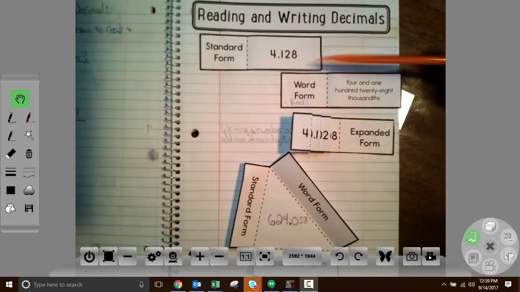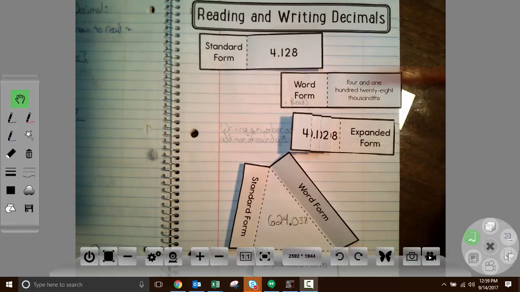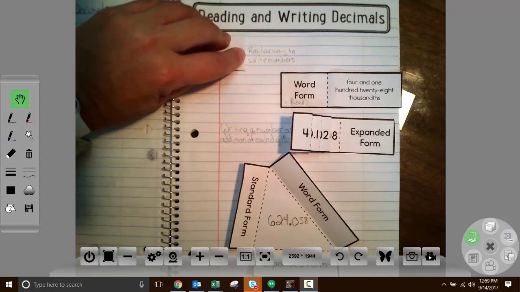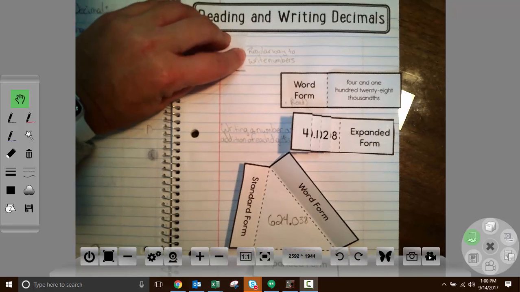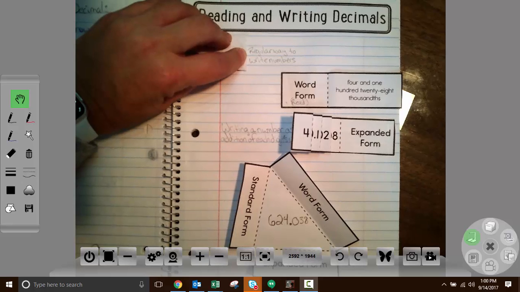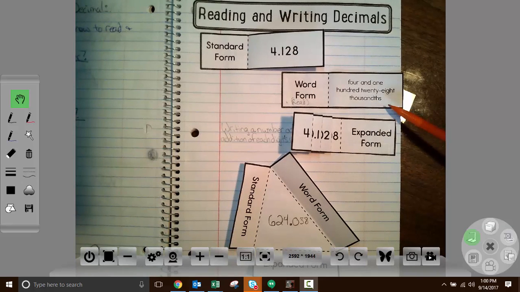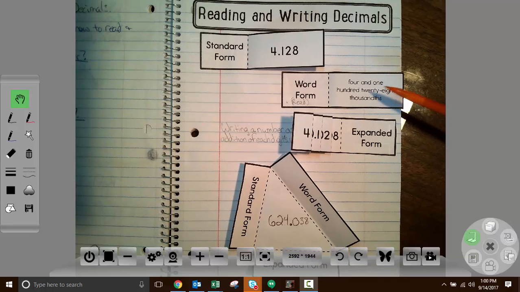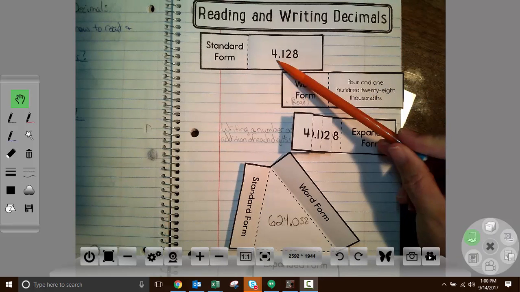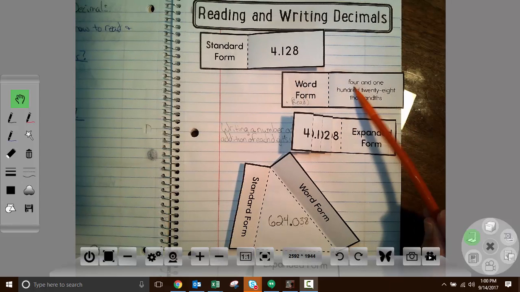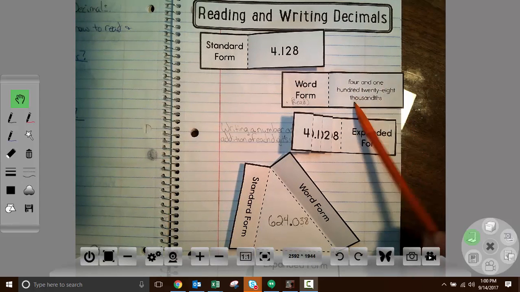Here is the standard form, the word form. Okay, we wrote what standard form is. It's the regular way to write numbers. And remember, you can pause this video at any time to get the information in case it was missed. Then the word form, which is also very helpful for the reading form. This way they know when they're reading a decimal, they have to read it a very specific way. So for instance, 4 and 128 thousandths. And that's what they write here, 4 and 128 thousandths.